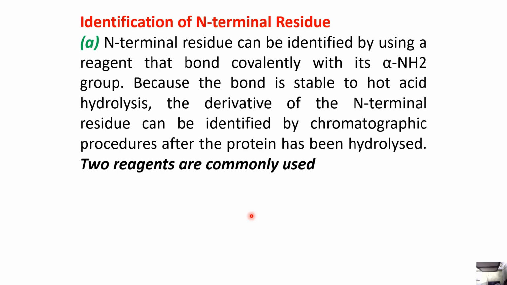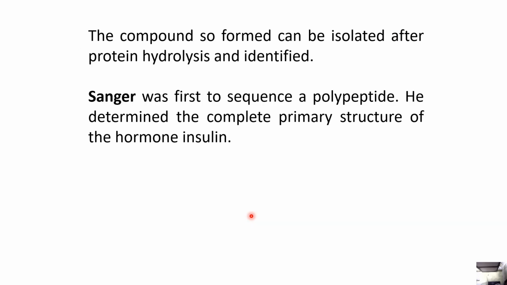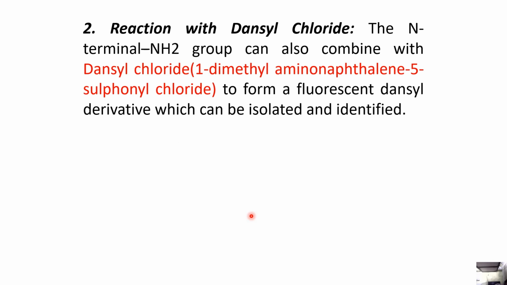The N-terminal residue can be identified by using a reagent that forms a covalent bond with its alpha NH2 group. Because the bond is stable to hot acid hydrolysis, the derivative of the N-terminal residue can be identified by chromatographic procedures after the protein has been hydrolyzed. Two reagents are commonly used. Sanger's reagent contains 1-fluoro-2,4-dinitrobenzene. It reacts with a free NH2 group in an alkaline medium, and the compounds so formed can be isolated after protein hydrolysis and identified. Sanger was the first to sequence a polypeptide. He determined the complete primary structure of the hormone insulin.